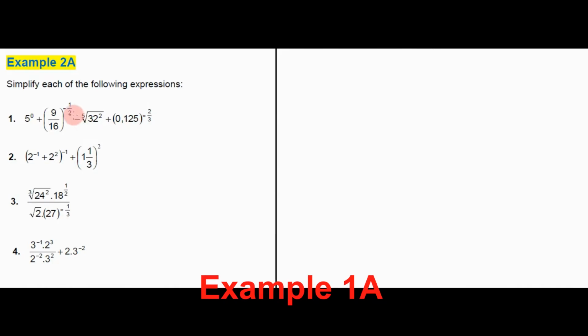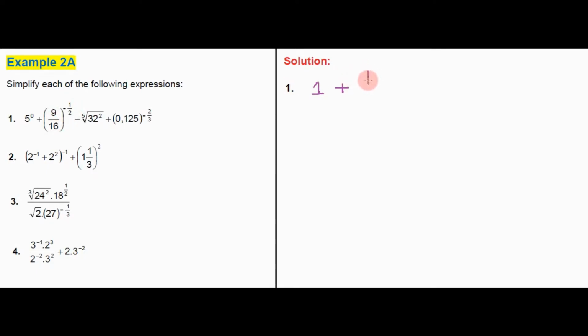In this example, we have to simplify each of the following expressions, these 4 expressions. Let's look at the first one. So 5 to the 0 is 1. We have a fraction raised to a negative power, so we can invert the fraction and the power becomes positive. So it's 16 over 9 to the positive a half. We can get rid of the 5th root here by raising 32 to the power of 2 over 5.